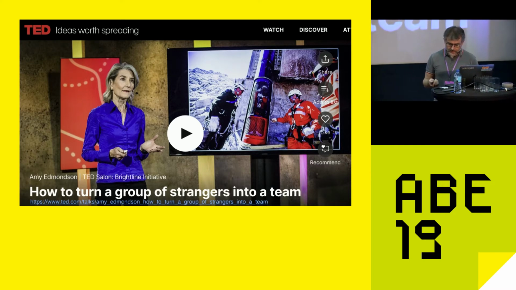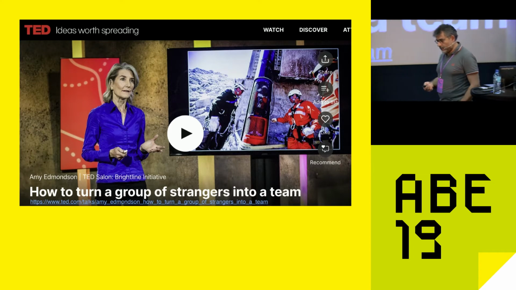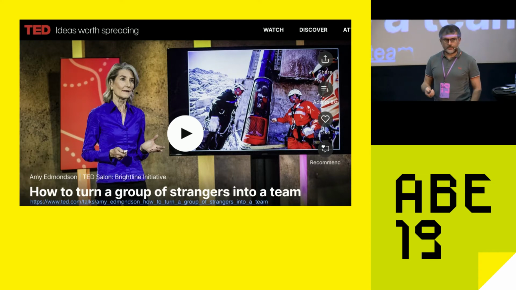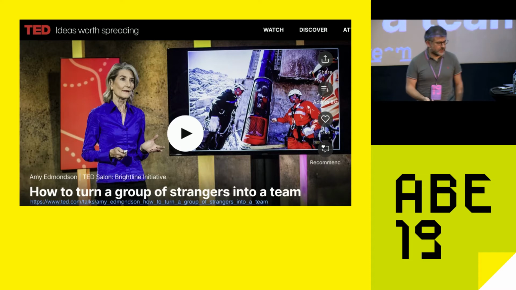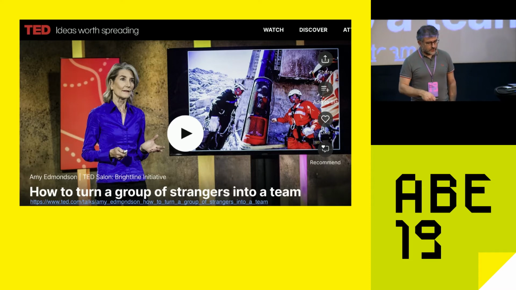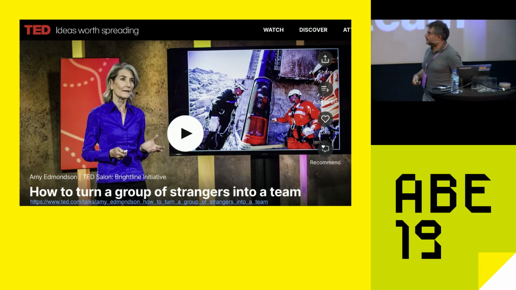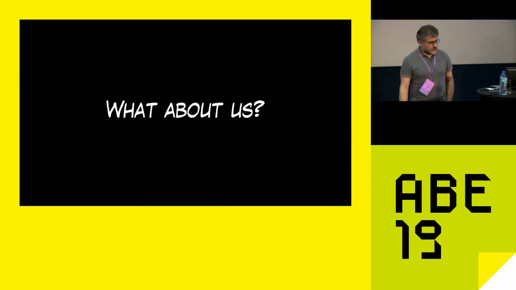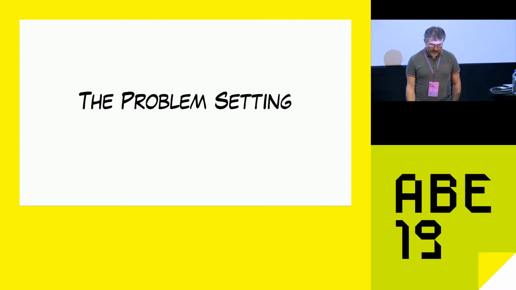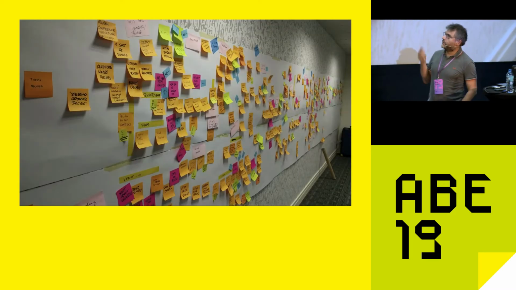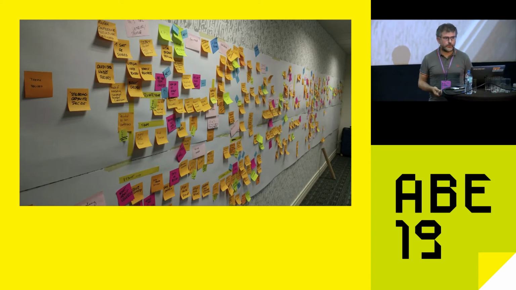But it gave me pretty good ideas, because this really looked like the problem I'm facing, a different problem. Now let's have a look at what our problem is in software design. What about us? The problem setting for us, for the topic of this talk, is assuming that we actually ran a big picture EventStorming already.